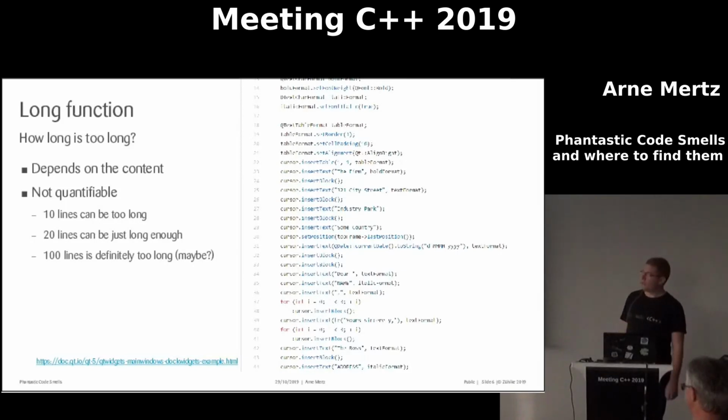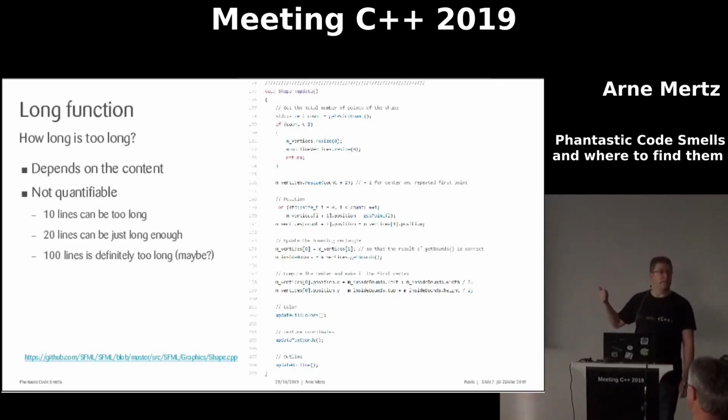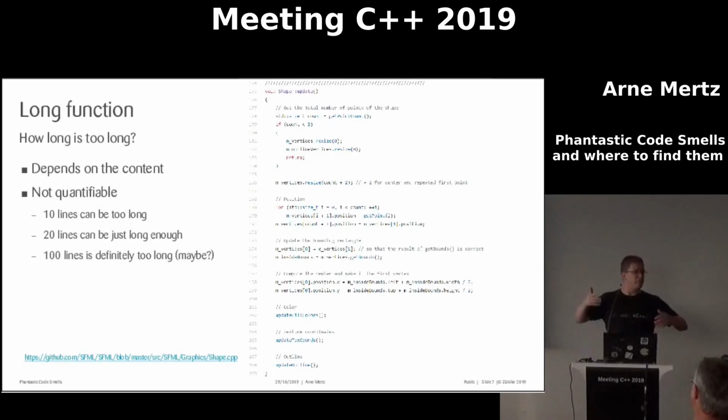I mean, we can have hard limits. If I have a function that has 100 lines of code, in nearly all cases it means it's really too long. But I can have a function that has 10 lines of code, and that's already too much because it just violates one of those principles again. On the other hand, I may have a function that has 20 lines of code, and that's just about right.